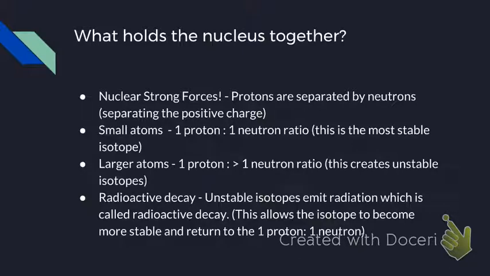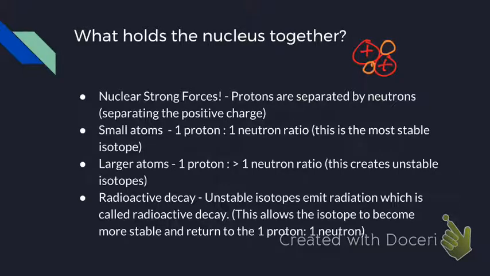If you think about it, in the nucleus, you have positive protons, and since they are positively charged, they should repel each other. So if you think about it, the nucleus shouldn't really stay together. Well, what kind of separates them are these neutrons. So these neutrons kind of separate the two.